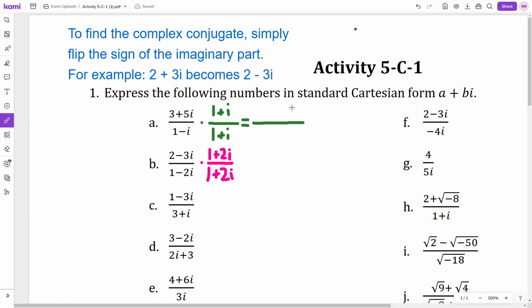So, let's look at letter A, and we're going to multiply by the complex conjugate. As the notes say in the top left of the screen, to find the complex conjugate, you simply flip the sign of the imaginary part. So, for example, if you had 2 plus 3i, it would become 2 minus 3i. So if we look at A, which is there in green, the denominator is 1 minus i, so we're going to multiply top and bottom by 1 plus i.